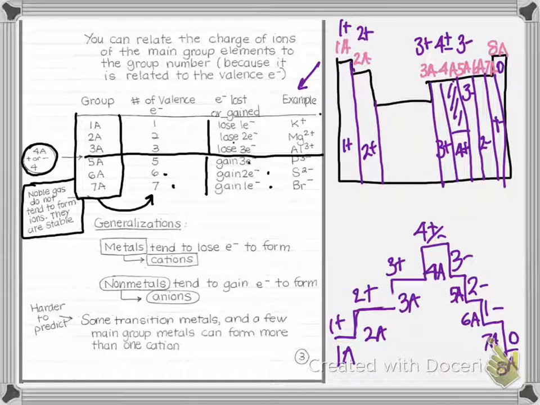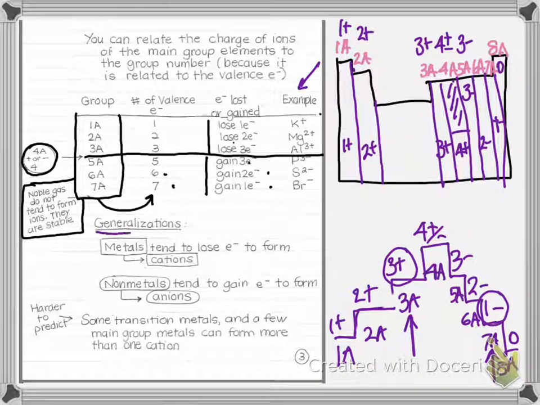So what you need to focus on is the trend on the periodic table. So if you had aluminum and aluminum's in 3A, you would predict its charge as a 3 plus. Or if you have chlorine and chlorine is in 7A, then you would predict its charge as a 1 minus. Remember, the periodic table is something that we have and will use.